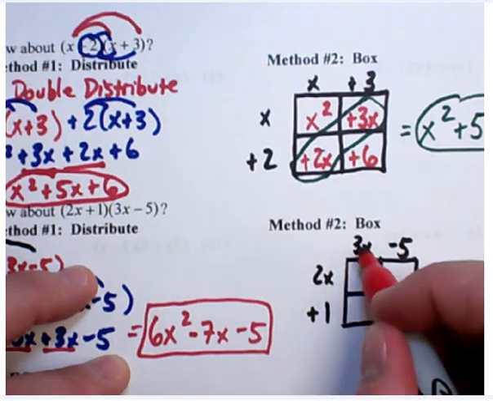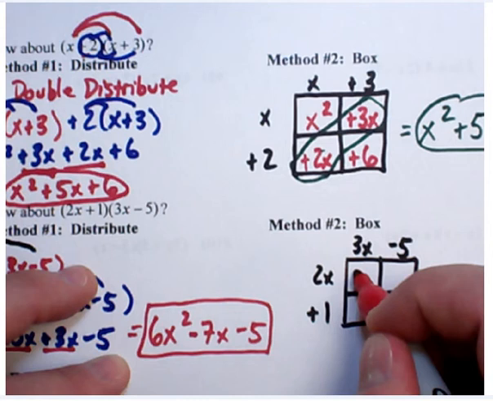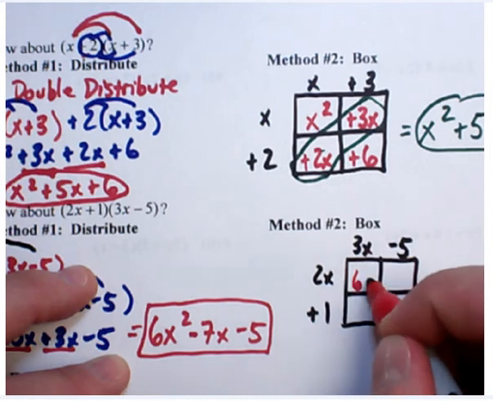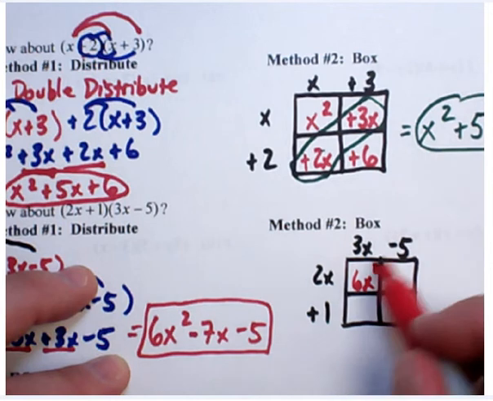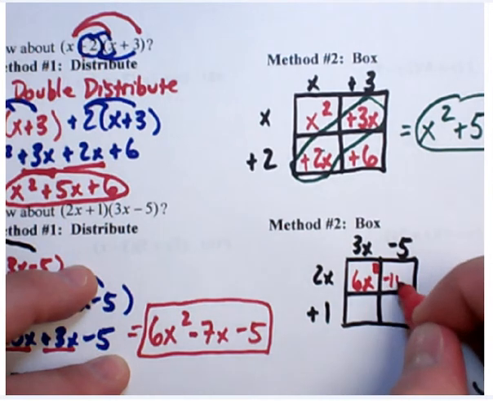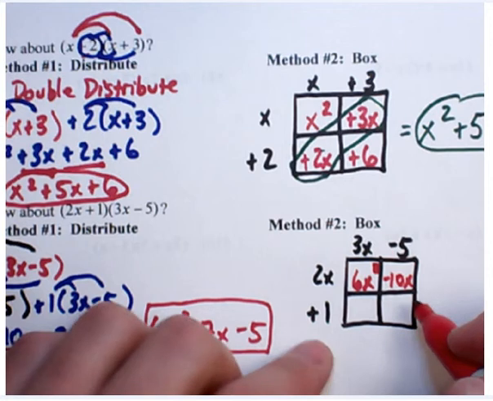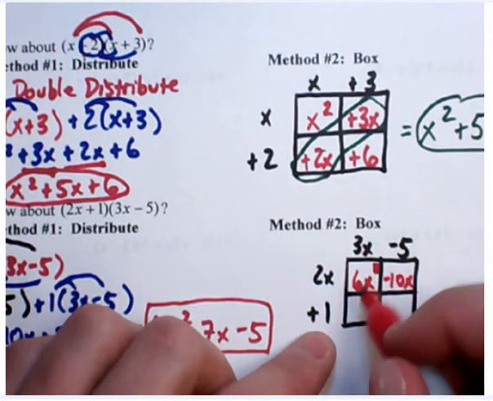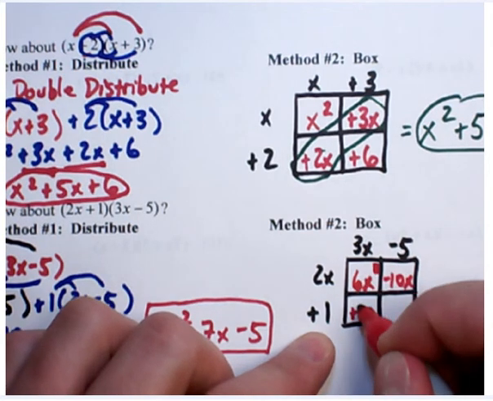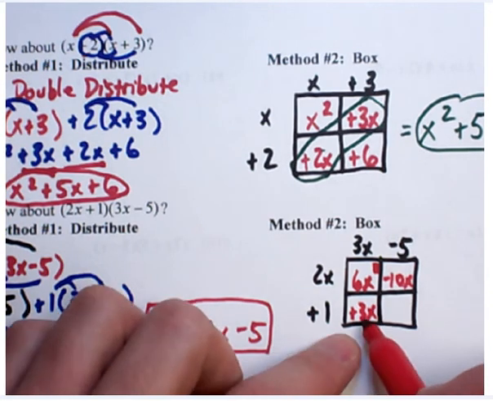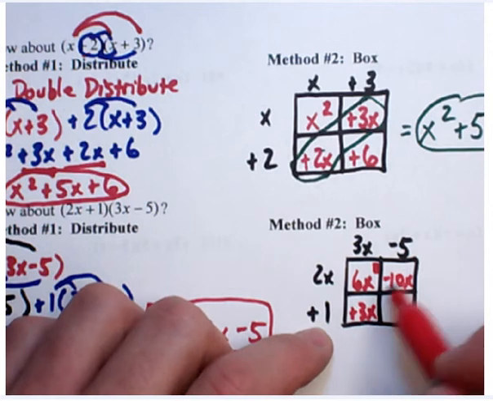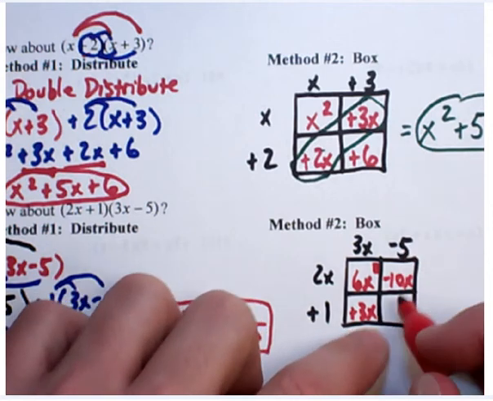2x times 3x. 2 times 3 is 6. X times x. Remember, you keep the variable, add the exponents, x squared. 2x times negative 5 is negative 10x. Now, let's see, this square is 1 times 3x. Well, 1 times anything is just the thing back, so it's positive 3x. And I do put a plus sign there to remind me it's positive. And then we have 1 times negative 5, which is negative 5.